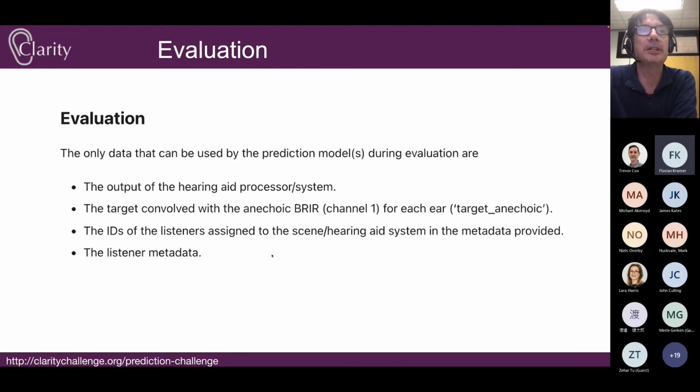Oh, I think missing from this actually is also, sorry, the transcript of the utterance in the scene. So you will be given the transcript of the utterance in the scene as well.